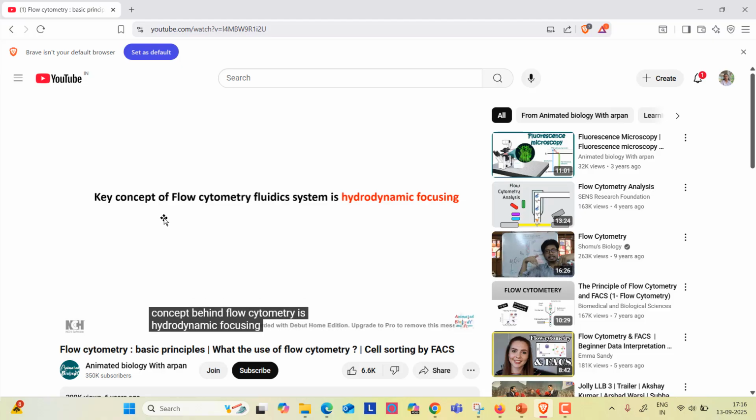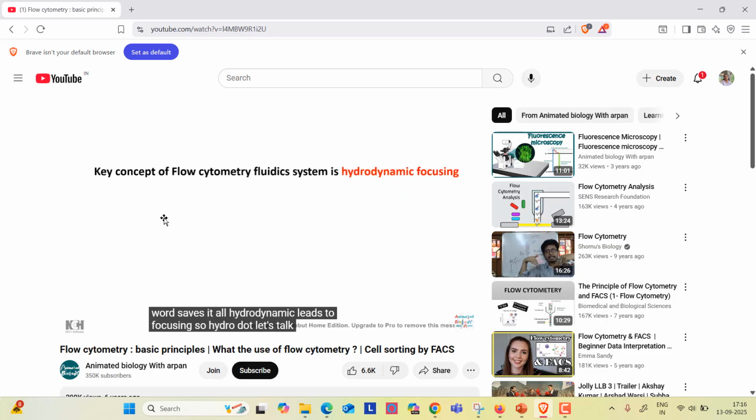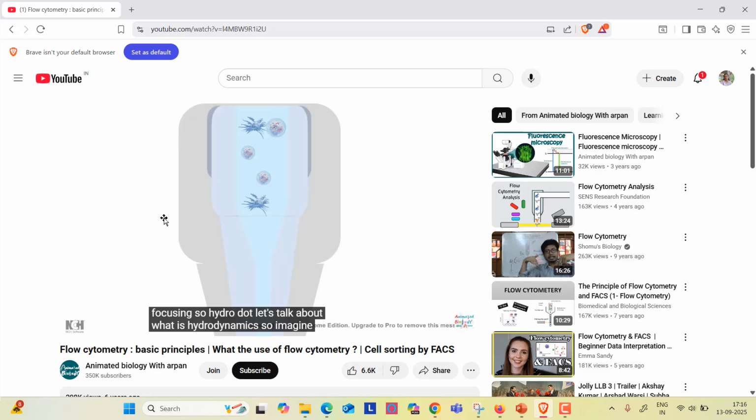The main fluidic concept is hydrodynamic focusing. Let's talk about that. What is hydrodynamics? There is a light blue fluid inside, and there are multiple different cells suspended in that fluid. Now there is another fluid surrounding that fluid stream. This is called the sheath fluid. And if the sheath fluid is flowing at a very high rate, it will focus all the substances inside the core fluid into a streamline motion.